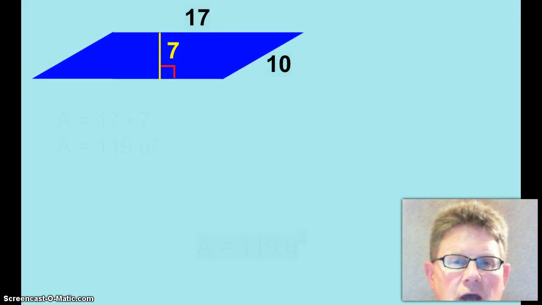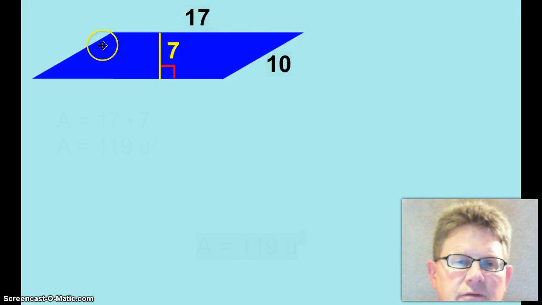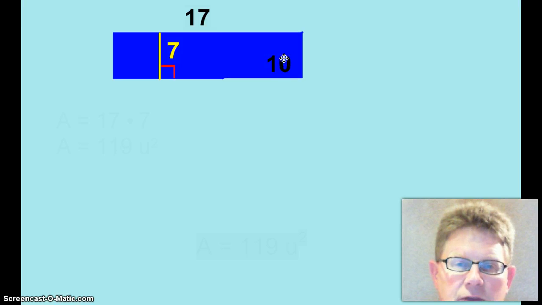So you've got a 7, a 17, and a 10. The perimeter, 10 plus 17 plus 10 plus 17, would be different than the area. Bring this chunk over here. That 10 we will not even use for the area. That's kind of a distractor for the area.